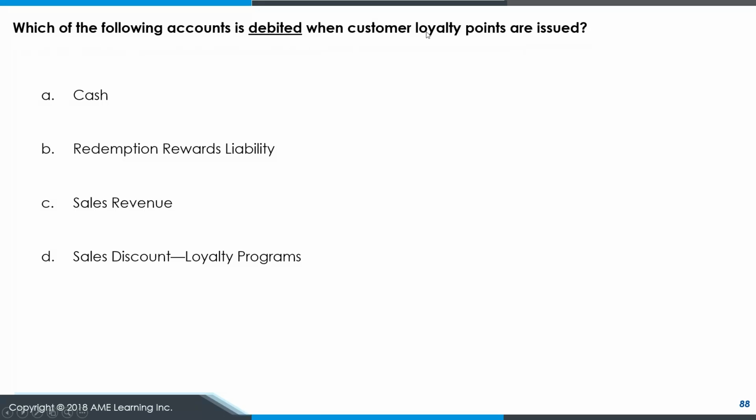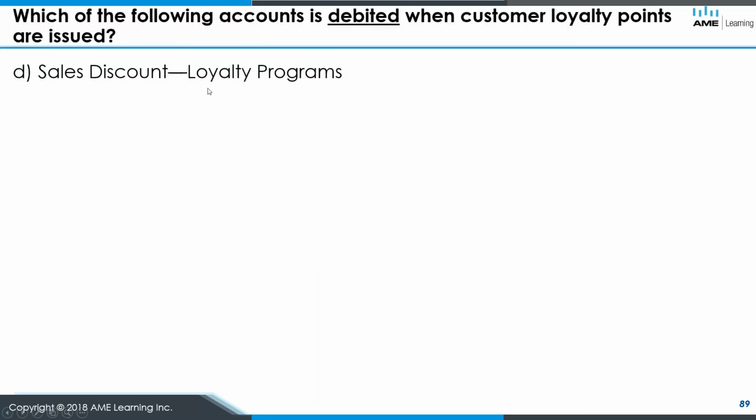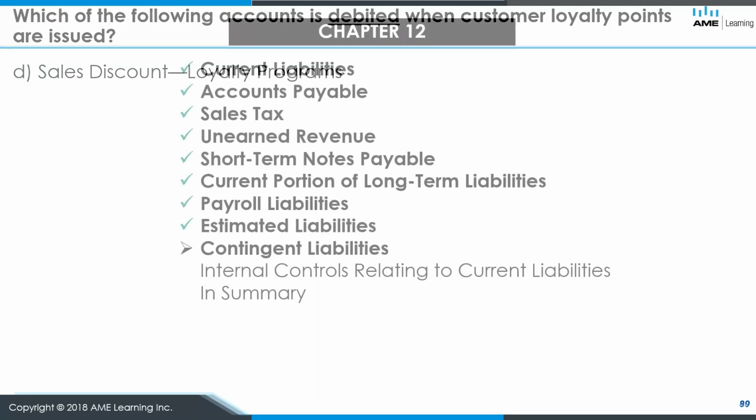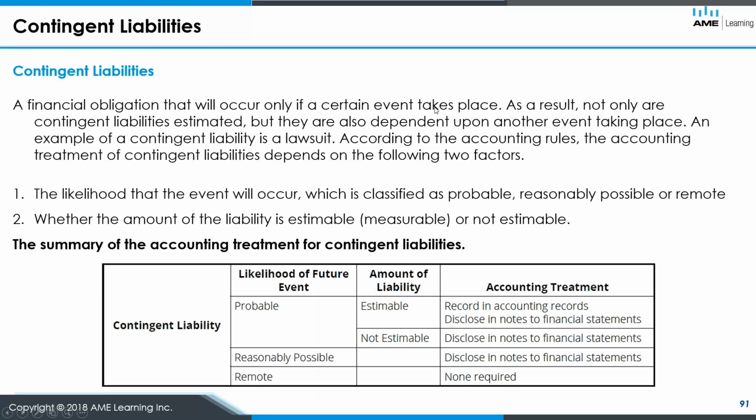Which of the following accounts is debited when customer loyalty points are issued? So we're going to do a contra revenue, and that's our sales discount, loyalty programs to reduce our net sales overall. And that covers it.